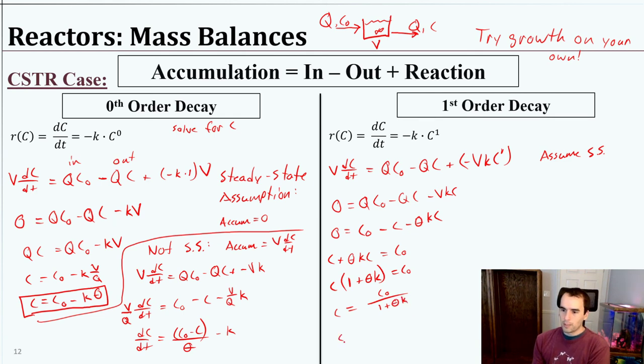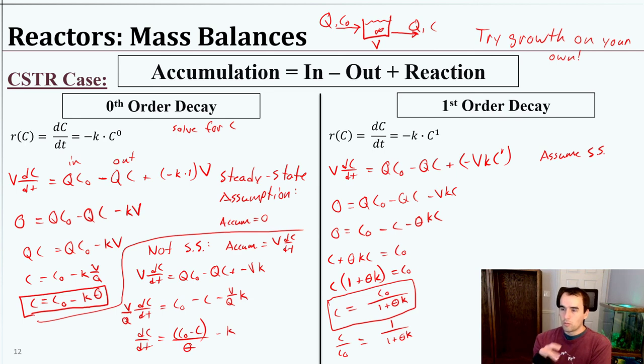And sometimes we might be interested in C over C naught, so that would be that fraction that is remaining, and that would be 1 over 1 plus theta K. So you'll end up seeing these two terms fairly often. I think that's fine. Okay, and then if we were to do a growth equation, I think this one would flip, and it would be pretty similar otherwise.